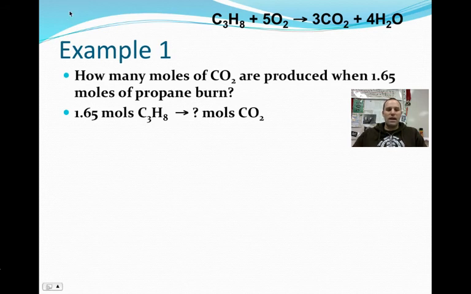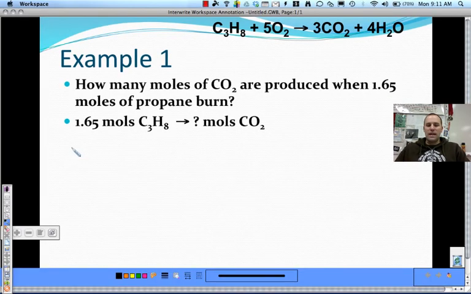Okay, so let's go ahead and start our first example, which is how many moles of carbon dioxide are produced when 1.65 moles of propane burn. Okay, so I bet you can't guess what I'm going to say. Are you ready for it? What's the first step? Write what you know. Okay? Always be looking for the number.